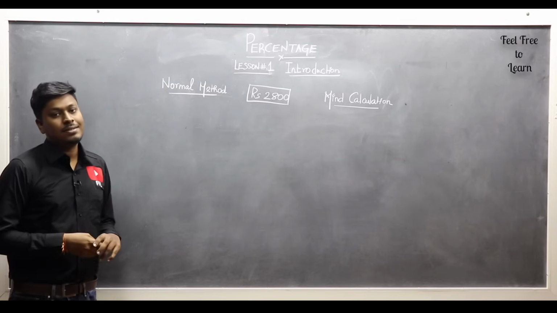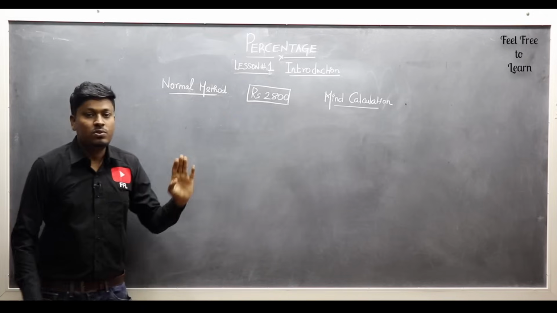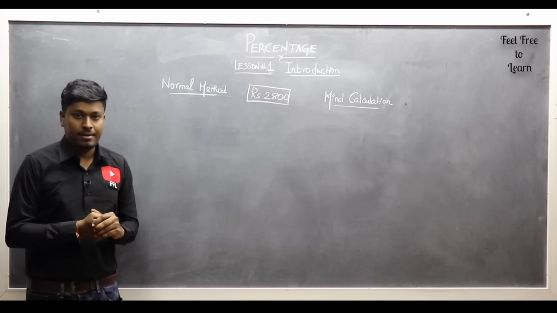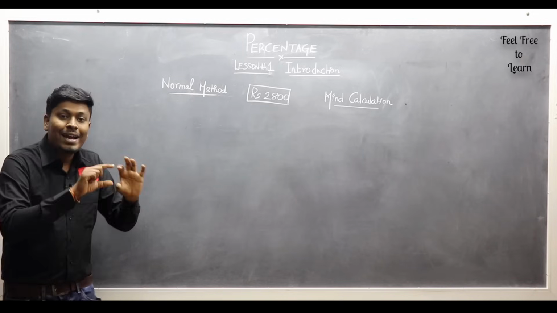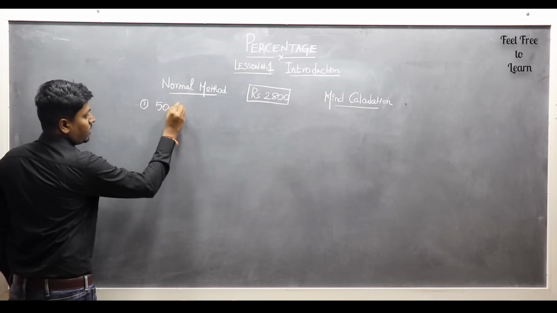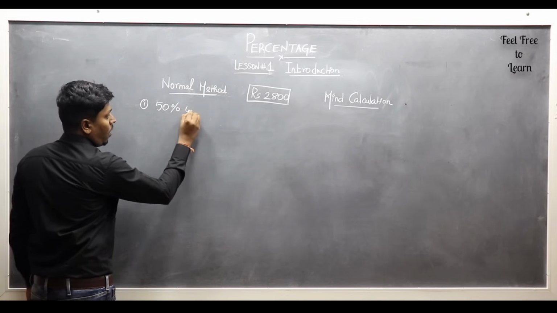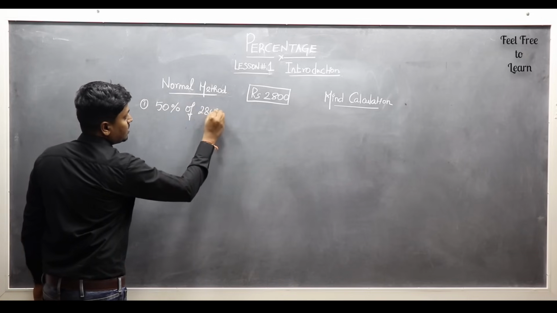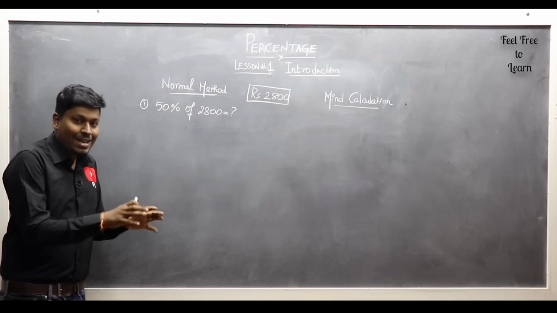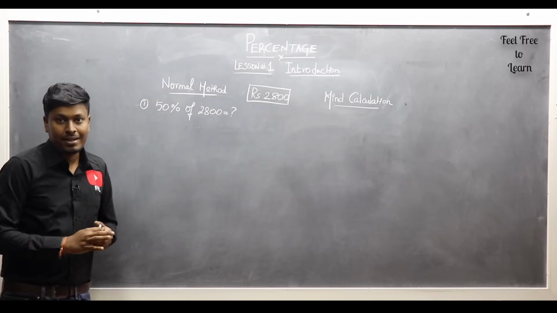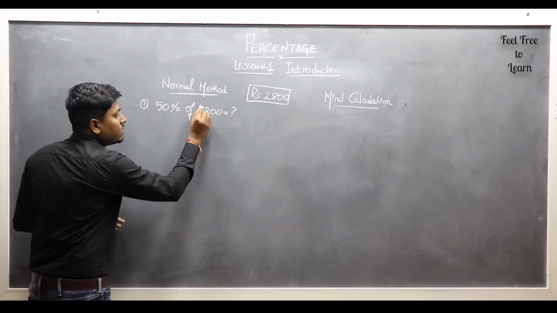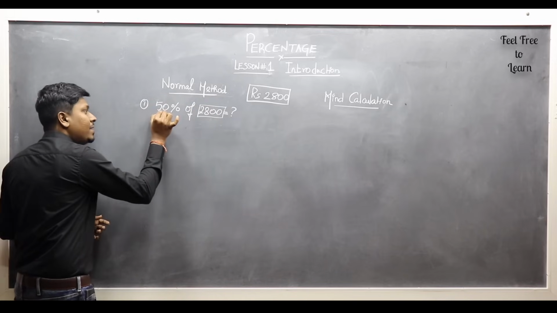For example, if someone is asking what is 50% of this 2,800, first let me go with a normal method. How to write this in a proper form? 50% of 2,800. This is the proper format of writing what I have asked. If they ask, out of this 2,800, what is 50%, you need to write like this: 50% of 2,800. The exact meaning is, out of this 2,800, our target is to find 50%.